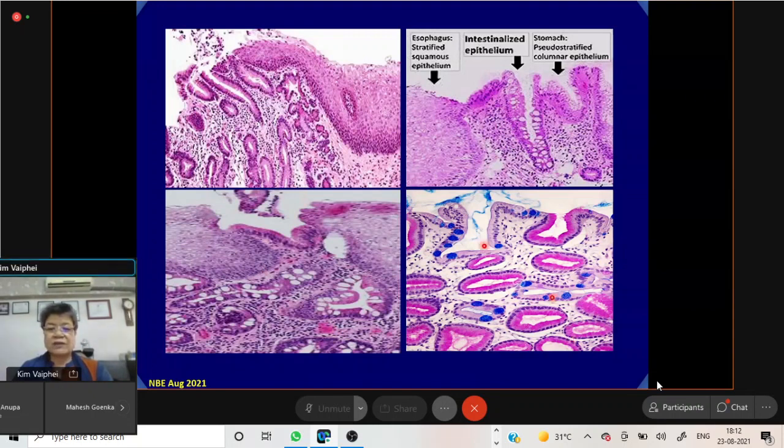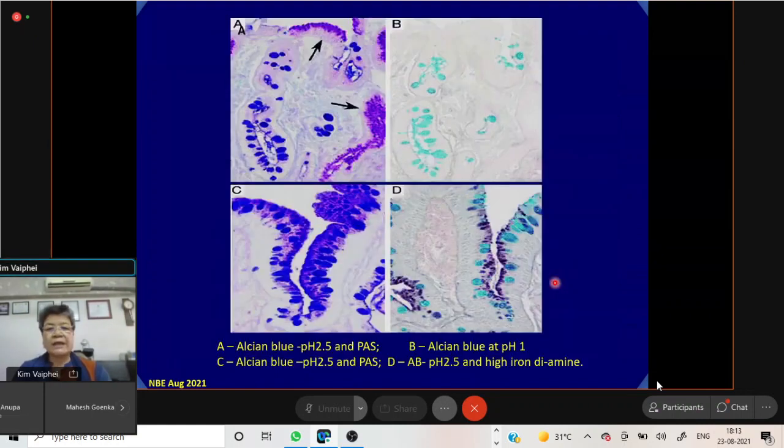And the type of epithelial cells can be highlighted much better by special stains, where one can use Alcian blue and PAS together in the same slide. The Alcian blue would stain the goblet cells blue, and the mucus type or the gastric type of mucosa will take up the PAS positivity. And these are the different types of special stains to demonstrate the acidic mucus.